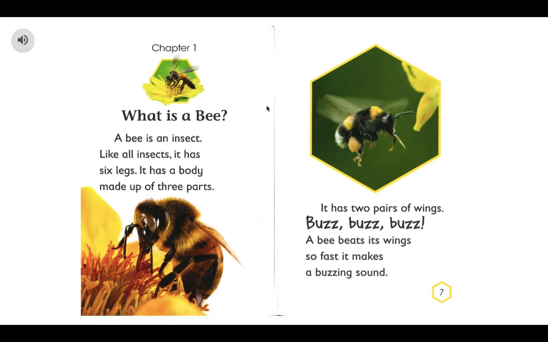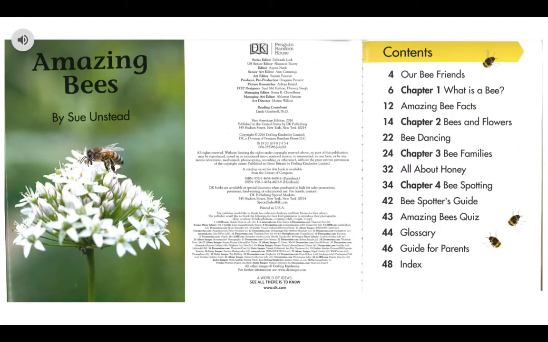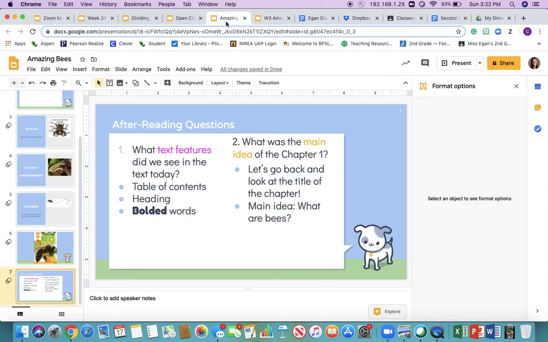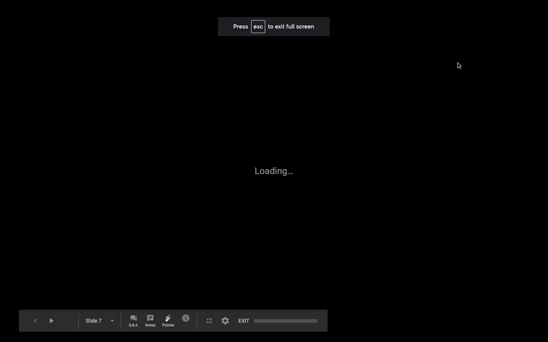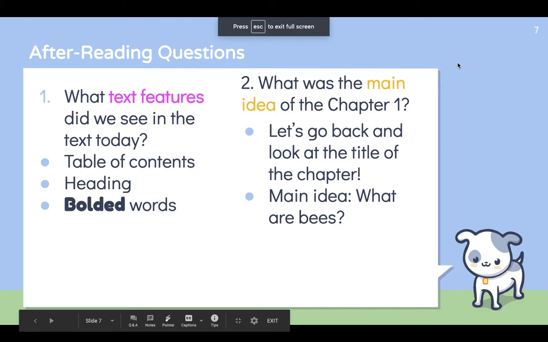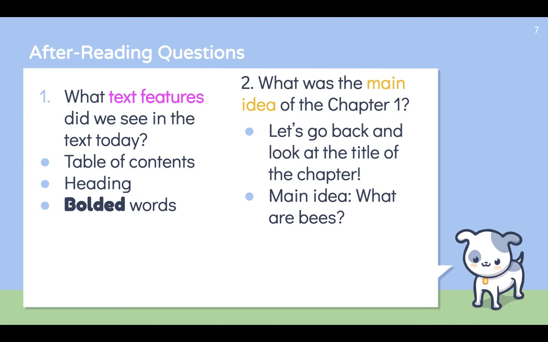That's true. Everything that we read today was about what a bee is. You can also find it at the top of our table of contents. Chapter 1, what is a bee? So that's as simple as that, students. The main idea is, what are bees? That's what the author talked about today in chapter 1 of the story.